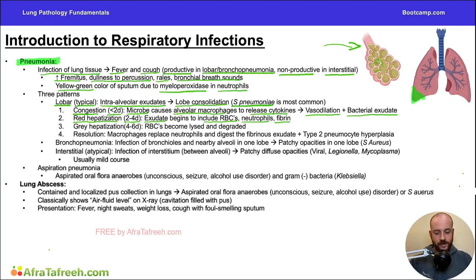The third phase is called gray hepatization, and that occurs at about 4 to 6 days during the infection. At this phase, that red color of the lungs starts to become a little bit more gray as the red blood cells become lysed and degraded within the alveoli.